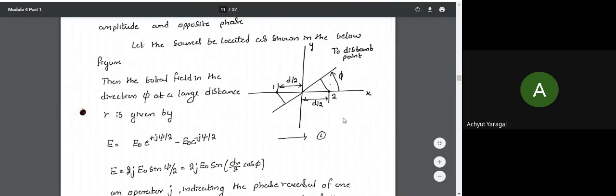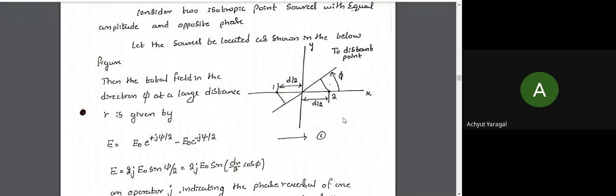As we have described here, source 2 is advanced and source 1 is retarded. In the same way, source 1 has E naught as amplitude, with e raised to minus j psi by 2. It has been retarded, hence the minus sign, and it is opposite in phase. Source 2 will have the same thing, E naught e raised to plus j psi by 2.